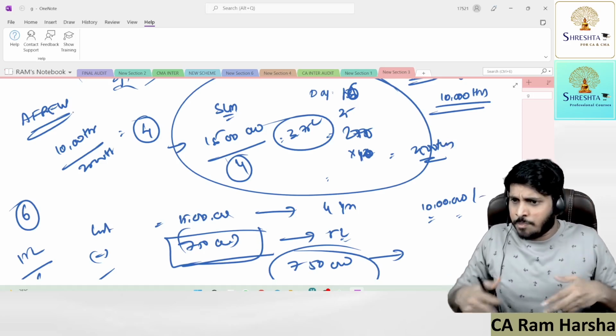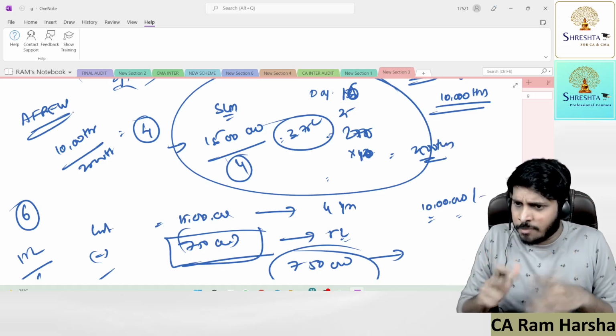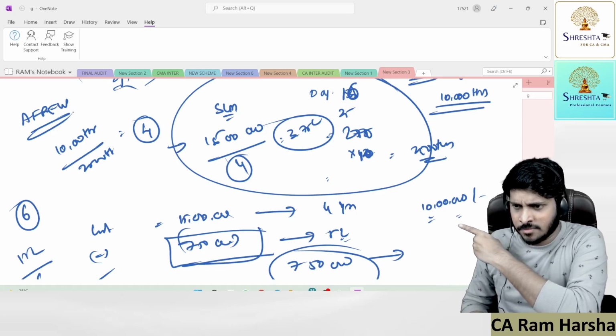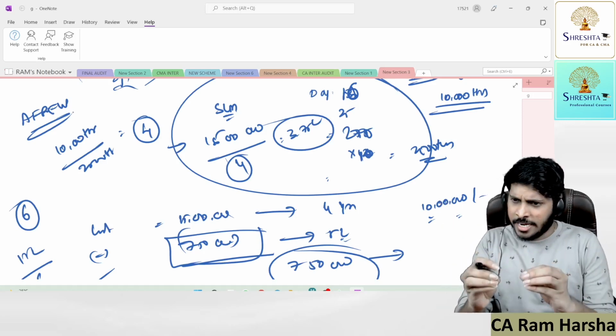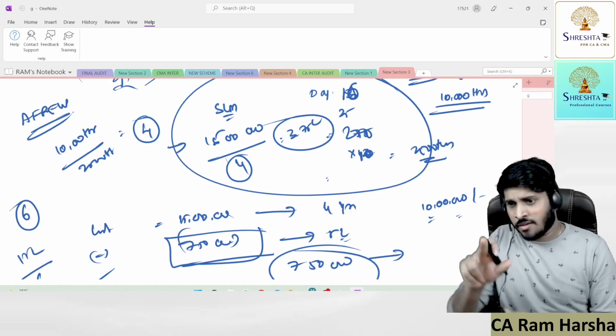That's it. So before you give an opinion, Mr. Auditor, before you say right or wrong, first verify. Can I say whether the balance sheet and P&L are right or wrong? Can I say without verifying anything?